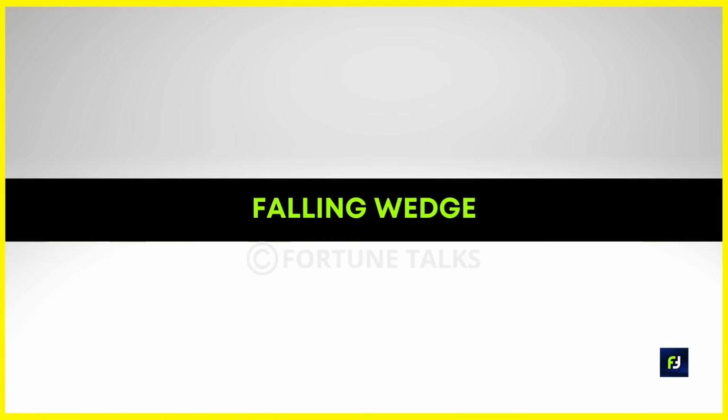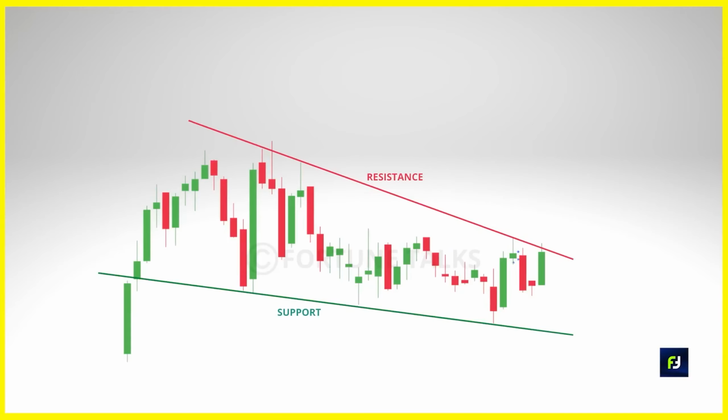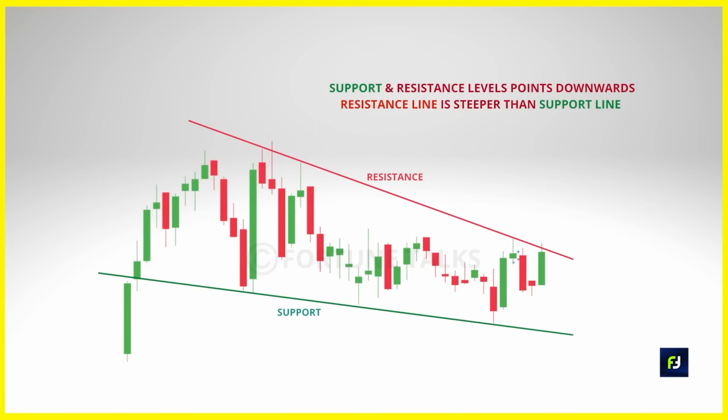Now moving on to the final chart pattern of this video, the falling wedge. Falling wedge chart pattern is like a counter pattern to the rising wedge. It is created when a market consolidates between two converging support and resistance lines. For a falling wedge, the support and resistance lines have to point in the downward direction, or they should be sloping down, and the resistance level has to be steeper than the support level.